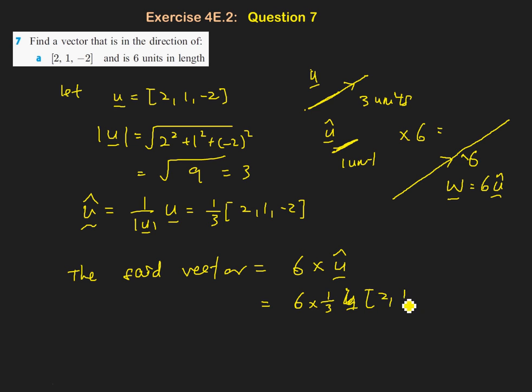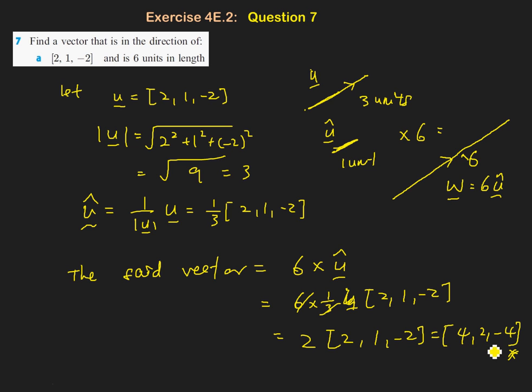Okay, let's write this down, and that will be just 2, 2, 1, negative 2, or that will be 4, 2, negative 4, whichever you like. You can leave it as follows, or end it like this. And so this is the vector we're talking about, 4, 2, negative 4.